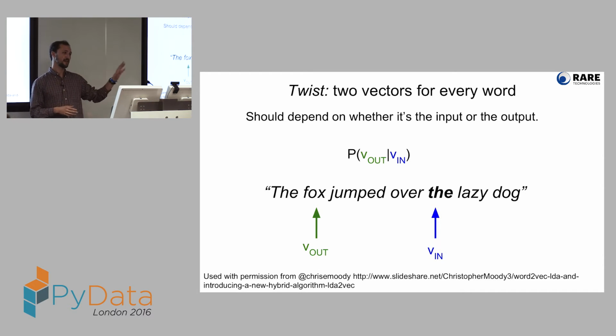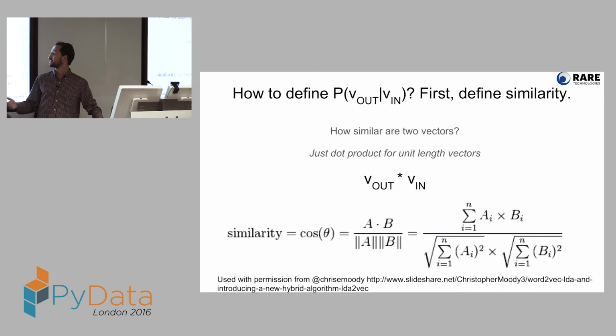You can think about it as a neural network. That's one way to think about it. Or you can just think about it as several for loops, which is easier to understand for me. So this is probability. I haven't really defined yet what this probability is. You have two vectors. How do you define the probability out of them? You need to find some way.